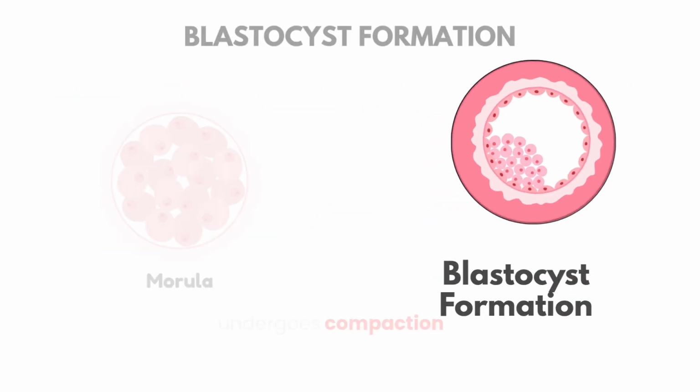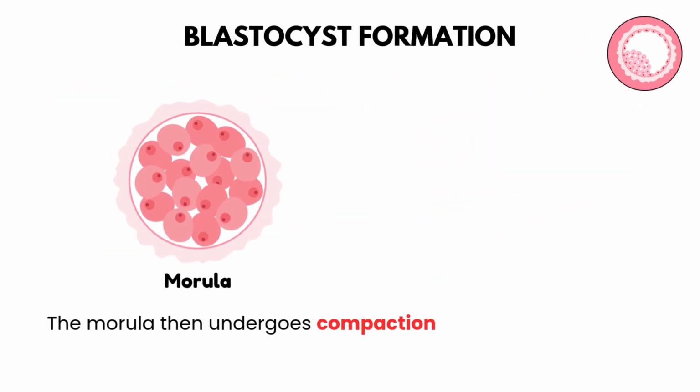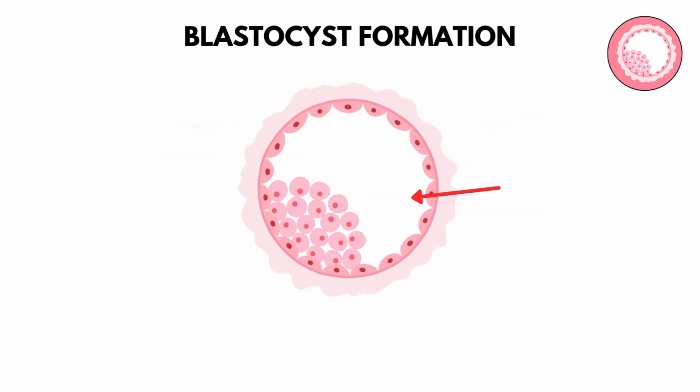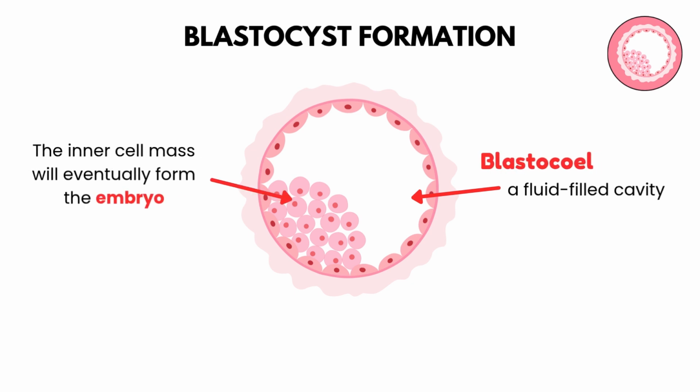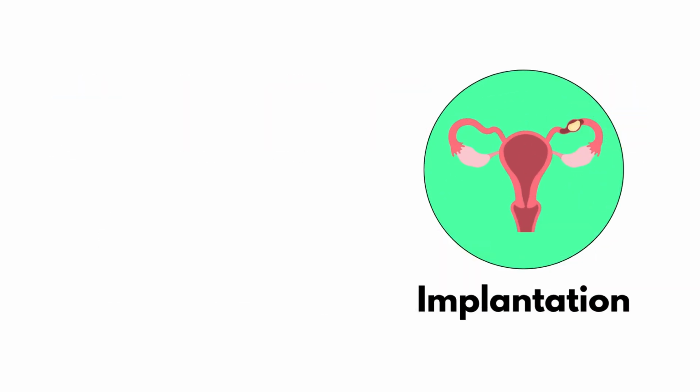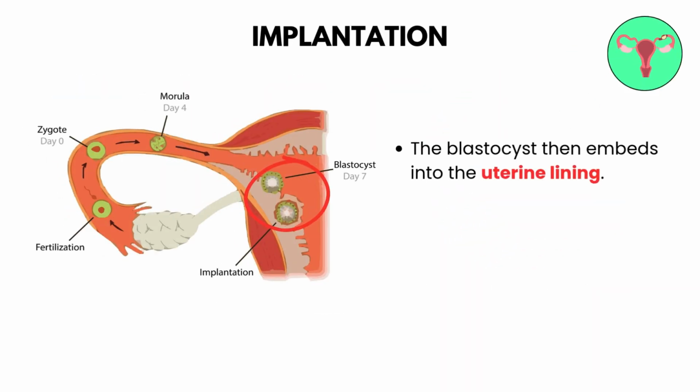Blastocyst formation. The morula then undergoes compaction and forms a hollow structure called the blastocyst. Inside, a fluid-filled cavity called the blastocoel develops. The inner cell mass will eventually form the embryo, while the outer trophoblast becomes the structures that support it, including the placenta.